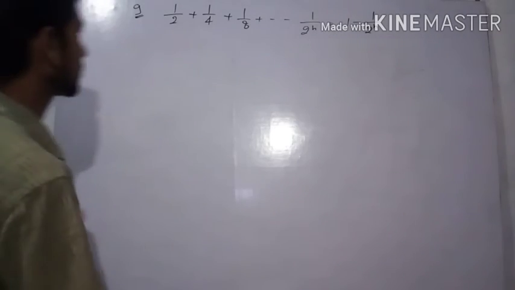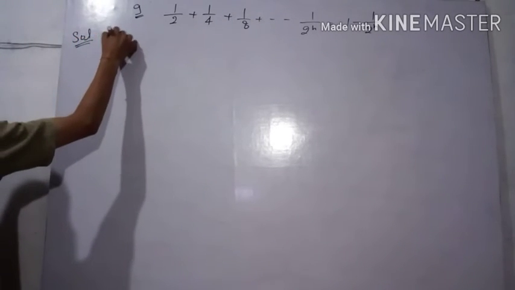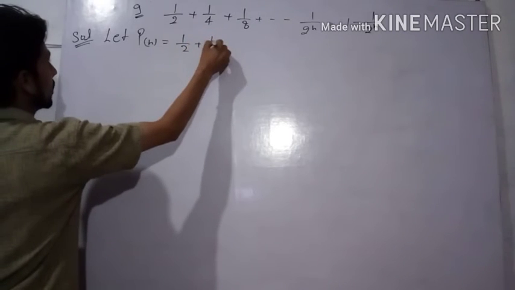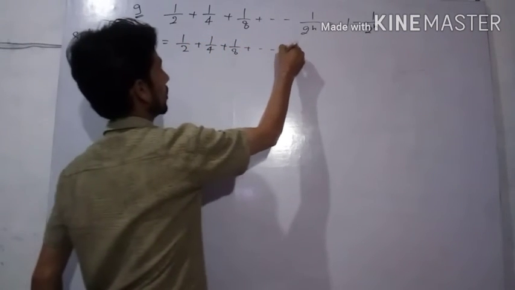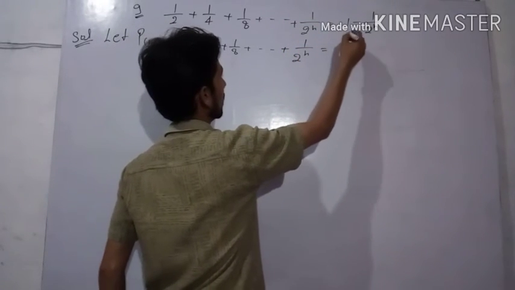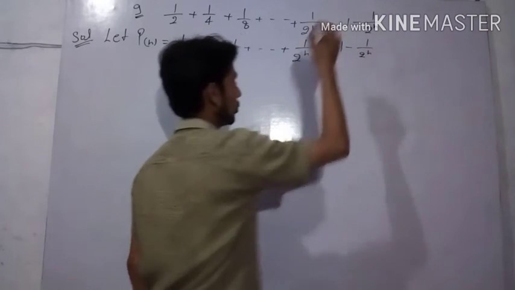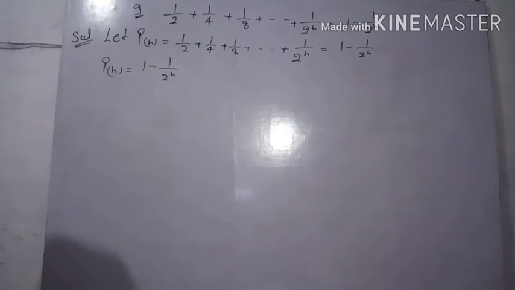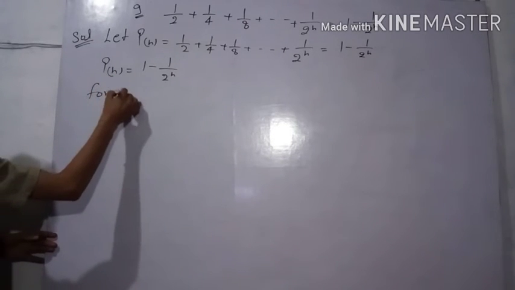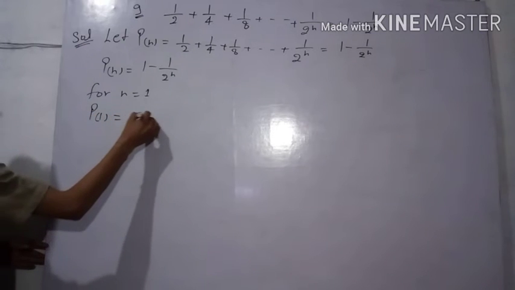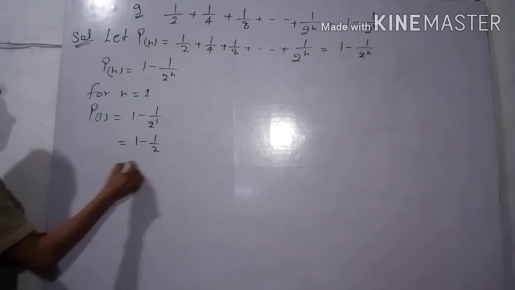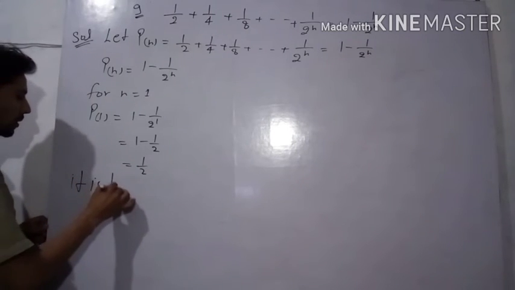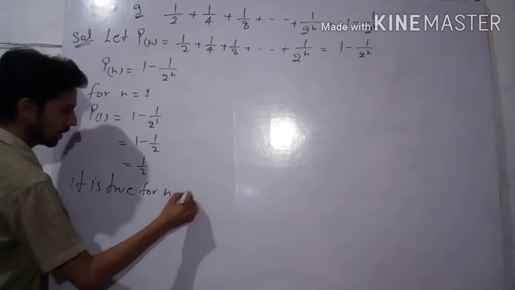Now this is question number 9. The solution is this. Let P(n) be 1 upon 2 plus 1 upon 4 plus 1 upon 8 plus dot dot dot plus 1 upon 2 exponent n is equal to 1 minus 1 upon 2 exponent n. So first of all, we will prove it is true for n equals 1. For n equals 1, P(1) is equal to 1 minus 1 upon 2, which is 1 minus half, equal to half. It is true for n equals 1.